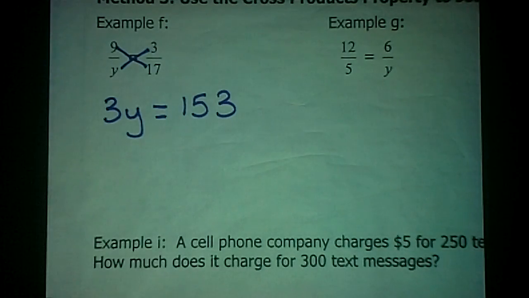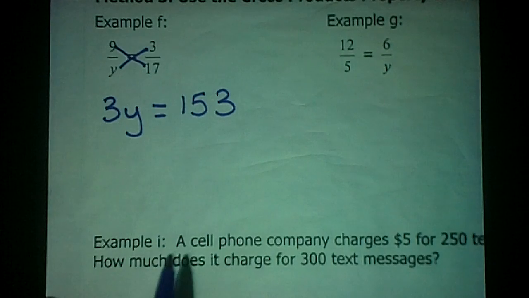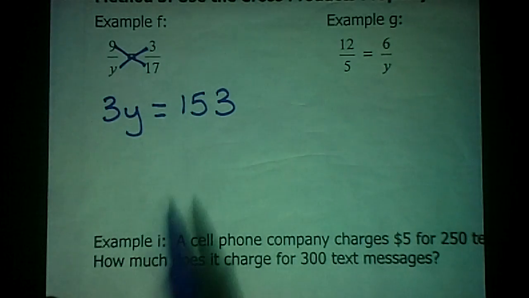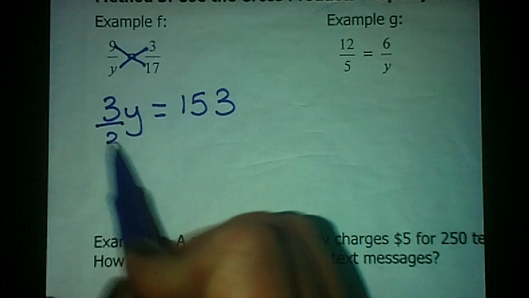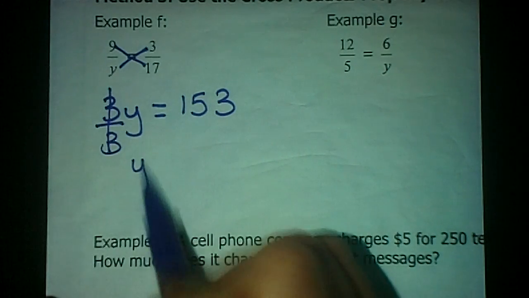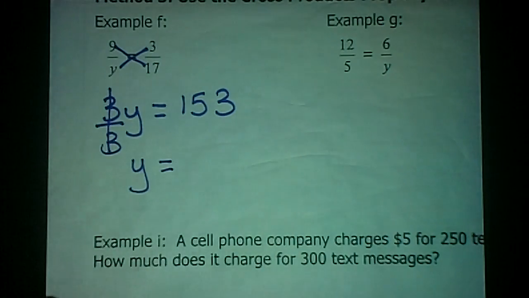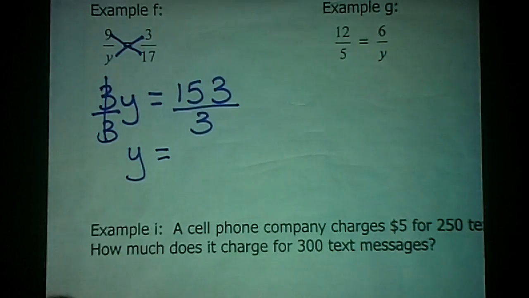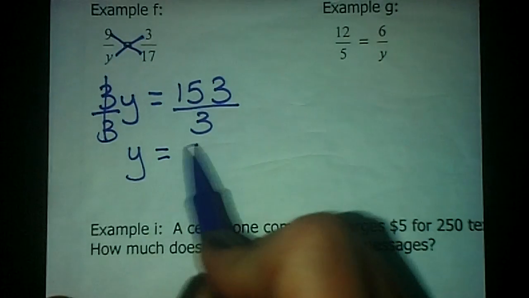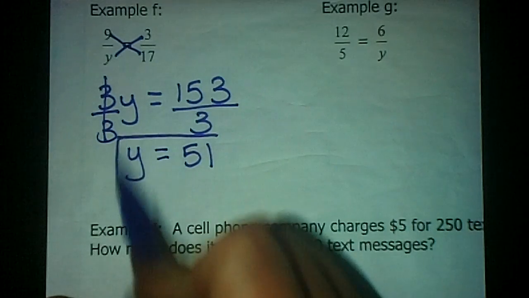This should look familiar to you. Now we're trying to solve an equation. What times 3 is 153? Remember, to solve a multiplication problem, we're going to divide. So divide by 3 on both sides. Now the y is alone. We have one y, or just y. Divide the other side by 3. 153 divided by 3 is 51. So y is 51.